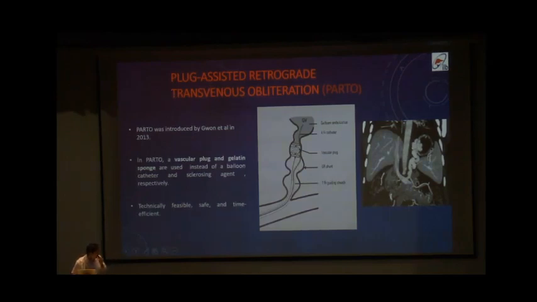As you can see here in the plug-assisted procedure, this is the vascular plug that is being used. Because in a BRTO, when you're using a balloon as well as a sclerosant, there can be damage to the endothelial lining as well as rupture of the balloon. So it was suggested that using a plug may alter these mechanisms. Also, the procedural time required for a PARTO is much less as compared to a BRTO. Hence, PARTO is now one of the commonly used modalities while you're assessing for BRTO.